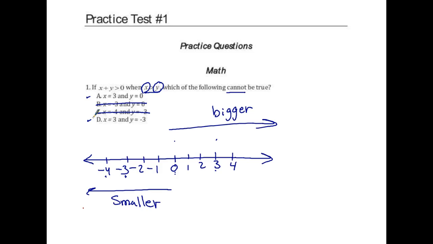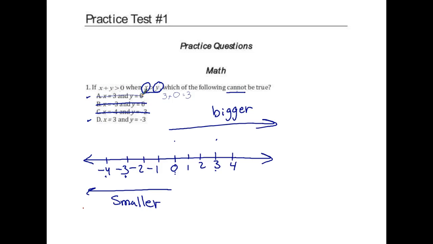So let's look at the first inequality. It says x plus y has to be greater than 0. So let's add x and y for the first choice. So x is 3, y is 0. So 3 plus 0 is a 3. Again, the question says cannot be true. So 3 plus 0 equals 3, which is greater than 0. So A can be true. So that's not a choice.